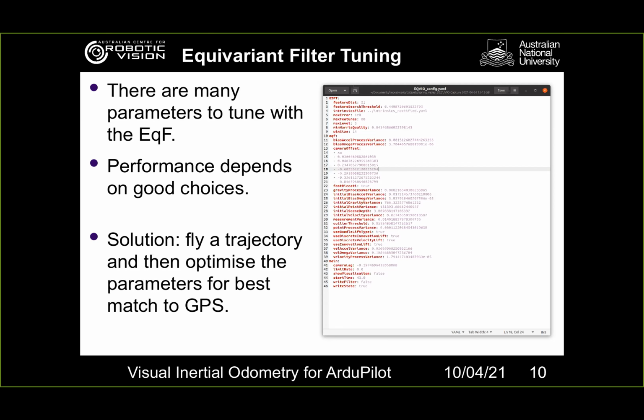But what we realized is the fastest way to tune it is just to take a flight, look at the GPS data and say, well, we want to match the GPS data as best as possible, and then simply run an optimization scheme overnight that changes the tuning parameters, runs our algorithm, compares it against the GPS, and slowly but surely finds optimal tuning parameters for our situation.